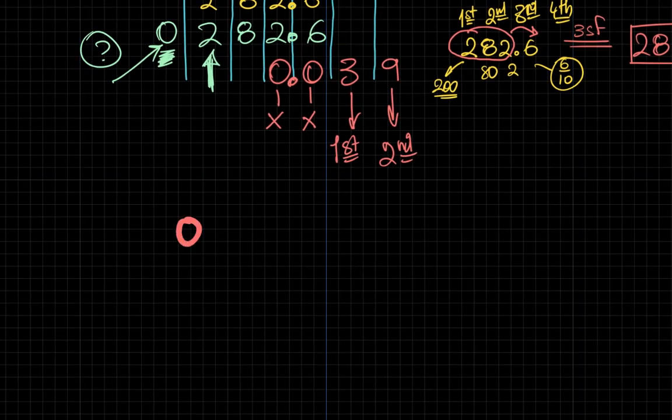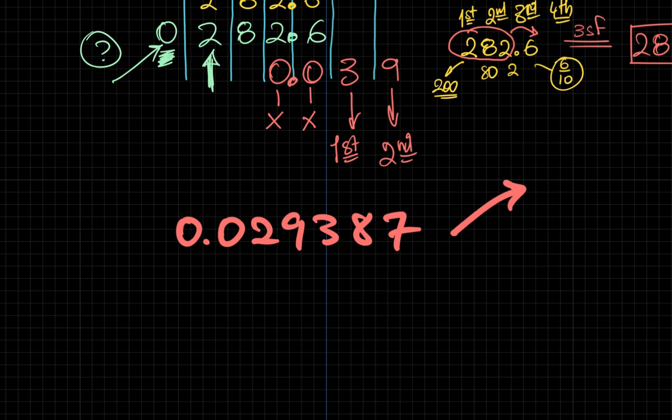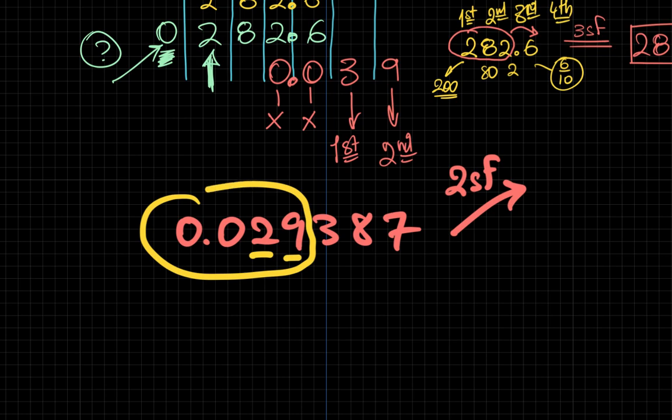Let's assume that I have 0.029387, and I want to round this to 2 significant figures to begin with. Then what I will do, that's my first significant figure and that's my second significant figure. Again, the trick with the circle, check the next one. It's a 3. The answer is what is inside the circle.